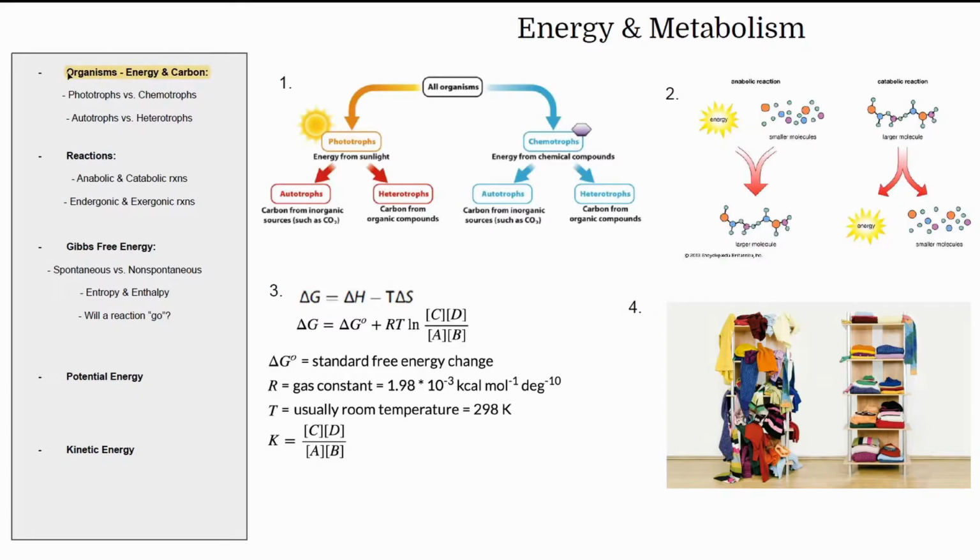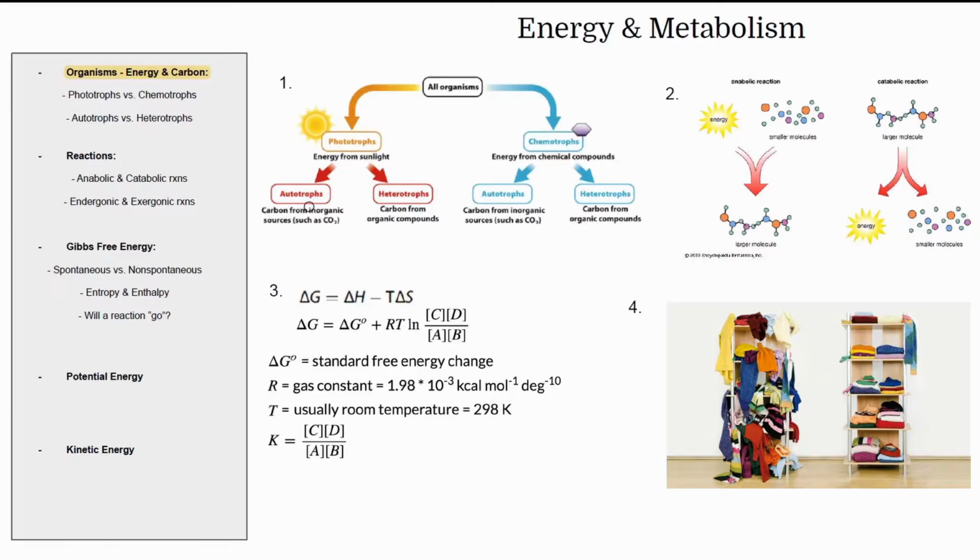Now, when it comes to organisms, they can be characterized into two major groups based on how they obtain energy. They can either be phototrophs, where they obtain energy from sunlight, or they can be chemotrophs, where they obtain energy from chemical compounds. Now, these can also be further broken down based on how the organism obtains its carbon molecules, which can be used to make larger molecules.